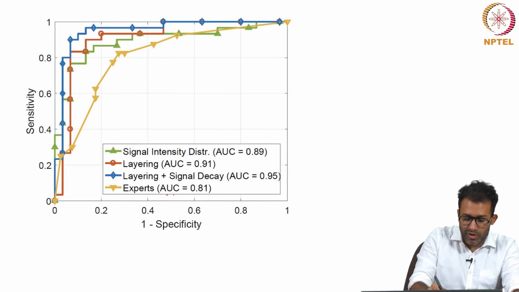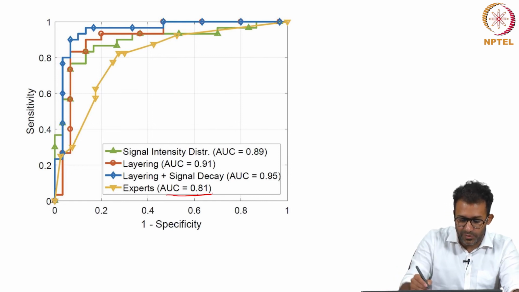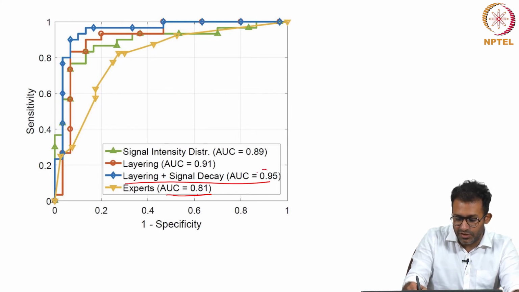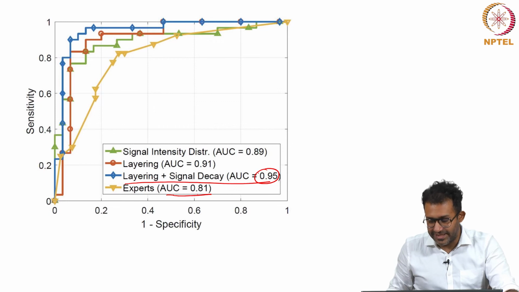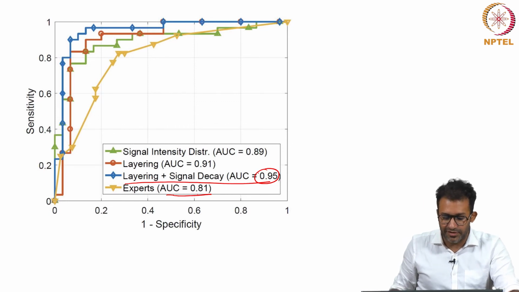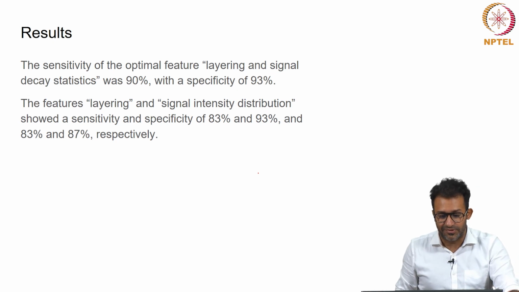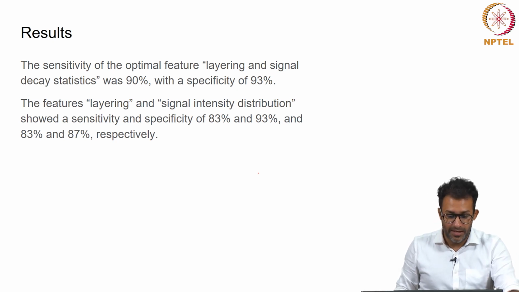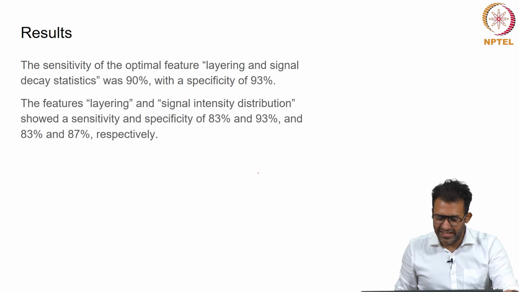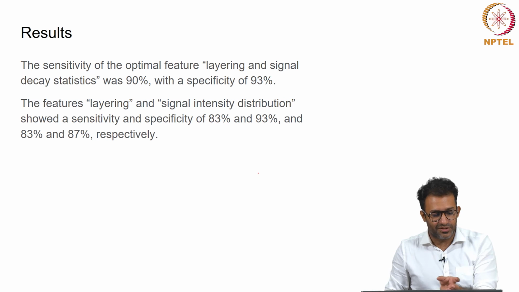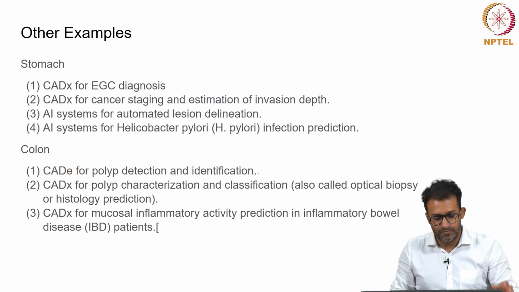So, experts demonstrated an area under the curve of 0.81, and when you are using both layering and signal decay, the area under the curve was 0.95, which proved that the experts were significantly less effective than the machine learning models. So, the results: the sensitivity of optimal features, which is layering and signal decay statistics, was 90% and the specificity was 93%, and when using layering and signal intensity distribution, it showed a sensitivity and specificity of 83% and 87% respectively.